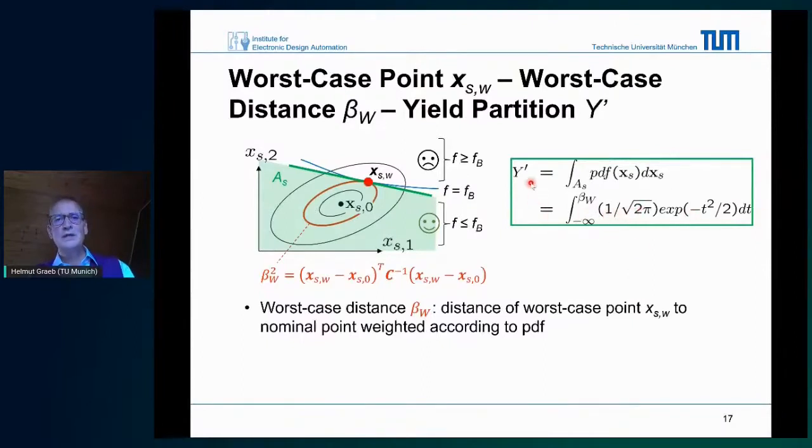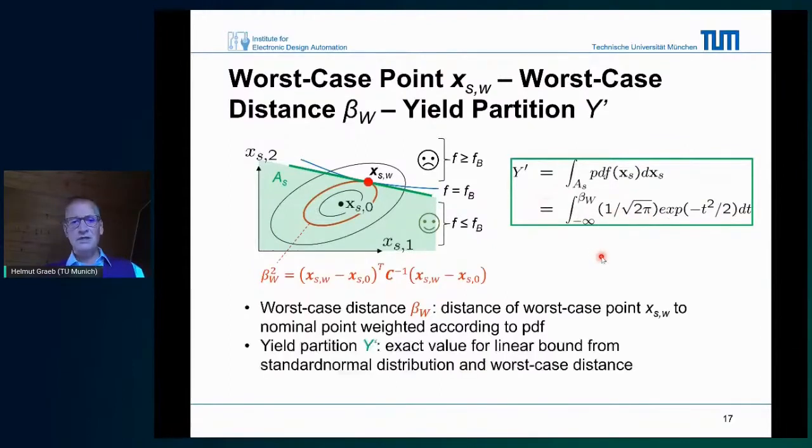For that one specification, you get the yield for that linear model out of a statistical table. You just have to look into any statistical book; you have it there. There are tables for these values. That's very easy. So the yield partition that you get out of that worst case point, then the corresponding worst case distance, and then go into that formula, it's the exact value for the linear bound from a standard normal distribution and the worst case distance.